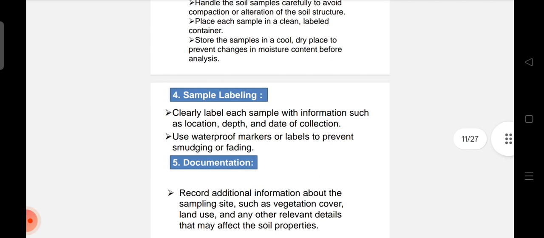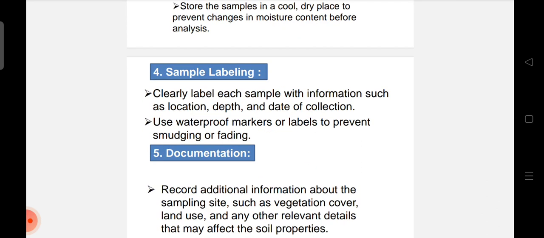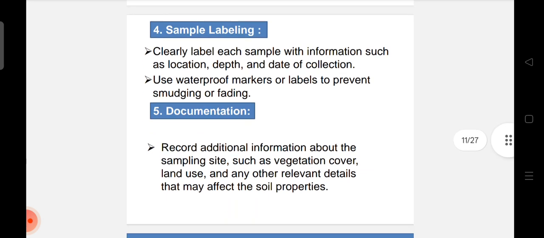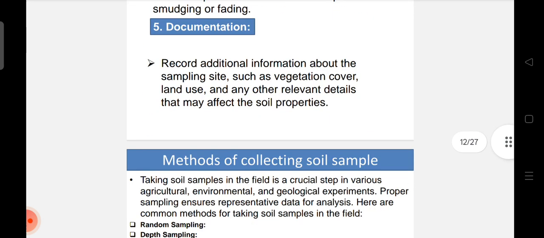Sample labeling: clearly label the sample. We have to mark the location and date on the sample. Then you have to record the whole process: how many samples we are collecting, from where, and how we send them for testing.